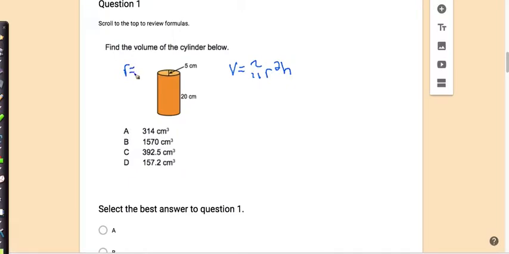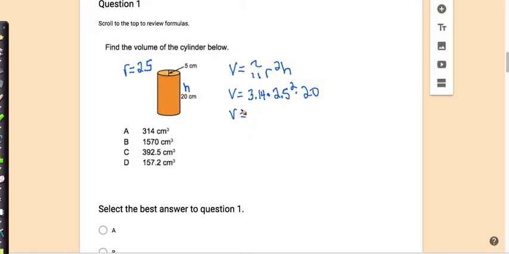So I need to divide the diameter by 2. And 5 divided by 2 is 2.5. So the radius is 2.5. This right here, the 20, represents the height. So now I've got my two letters. So I write V equals pi. I always use 3.14 instead of the pi button, times 2.5 squared times the height, which is 20.